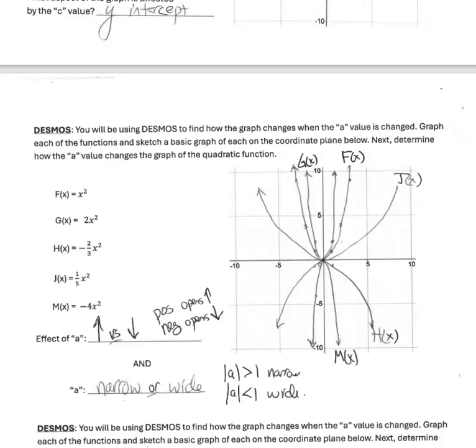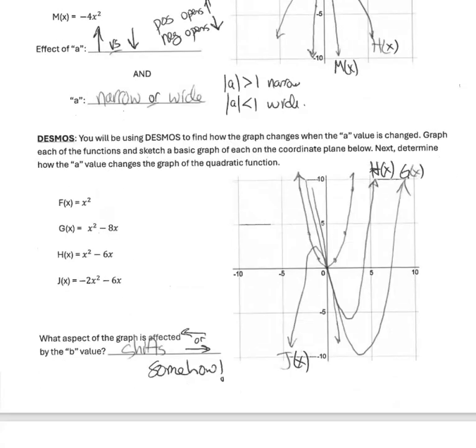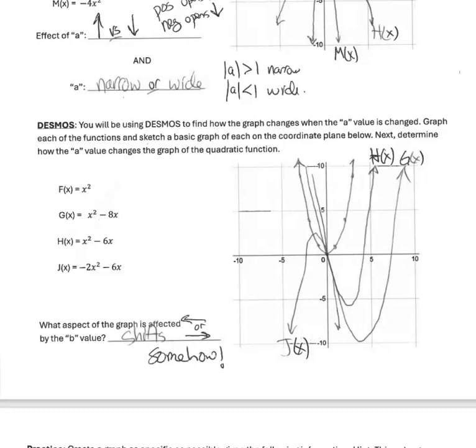So the A value is going to make it open up or down. It's also going to make it narrow or wide based on these rules. The last thing we looked at here was we did not change anything at first except for the B value. And what we found was that the y-intercept stayed at 0, as we knew it was going to, but it seemed like it was shifting the graph left or right. We hadn't seen that before.